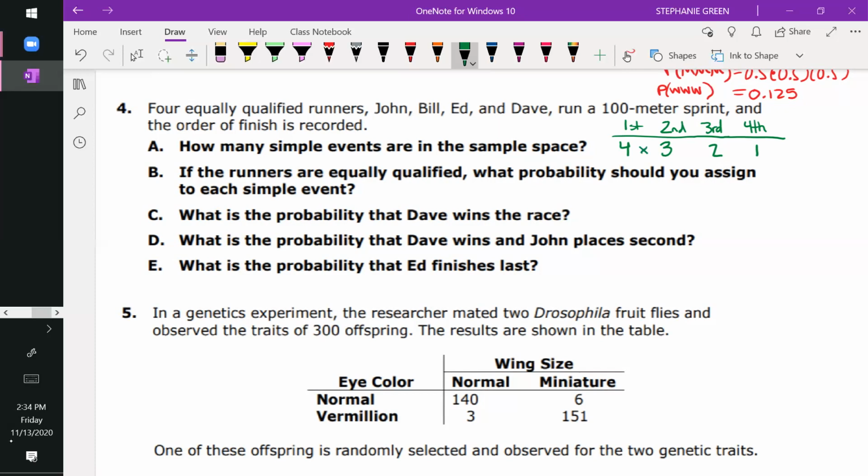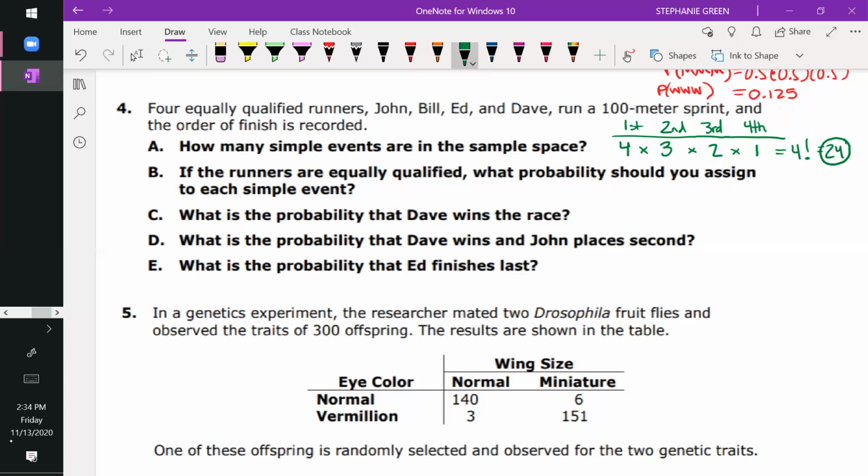We just multiply these together. Remember that we call this a factorial. It's 4 factorial. So 4 times 3 times 2 times 1 is 24. There are 24 simple events in this sample space, meaning there's 24 ways that these 4 people can place in this 100-meter sprint.